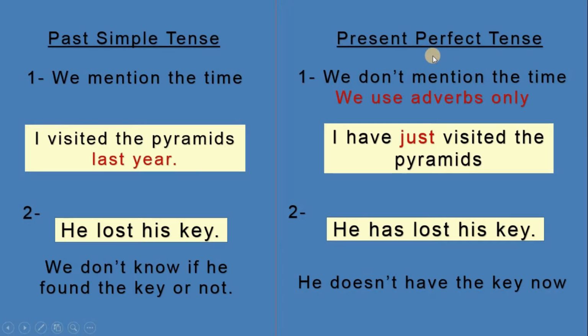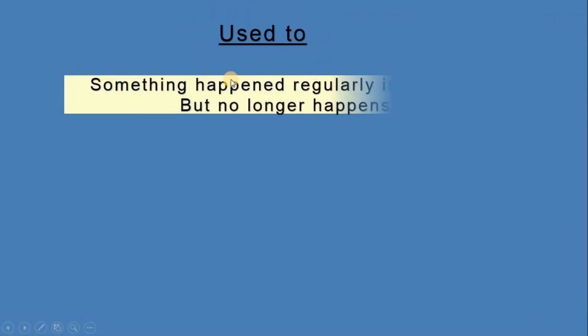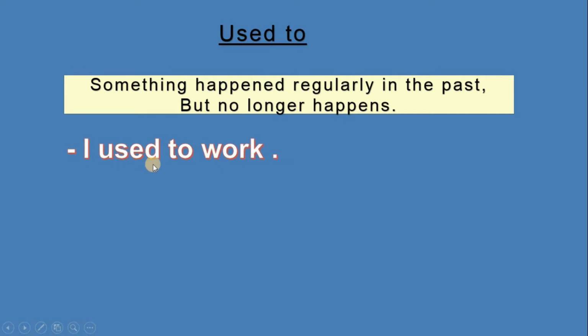Now the rule of used to, اعتاد أن. It refers to something that happened regularly in the past but no longer happens. يعني بيعبر عن حاجة كانت بتحصل في الماضي في وقت من الزمن لكن دلوقتي ما بقتش بتحصل. For example, I used to work. It means I was working for a period of time in the past, but now I no longer work. معناها اني كنت معتاد اني اعمل في الماضي في وقت من الزمن لكن دلوقتي انا لا اعمل. This was about the usage.